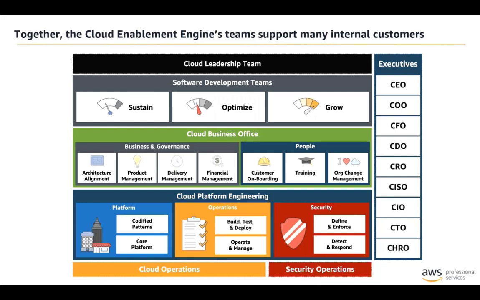The CFO may want to ensure that the cloud investment is managed responsibly. The Chief Information Security Officer will want to ensure that cloud adoption does not compromise enterprise security. And the Chief Technical Officer may want to ensure that enterprise technology and architecture standards are being upheld, and so forth and so on. As you can see, the Cloud Enablement Engine must satisfy the needs of many customers, which is why the product management discipline and the product operating model is so important.